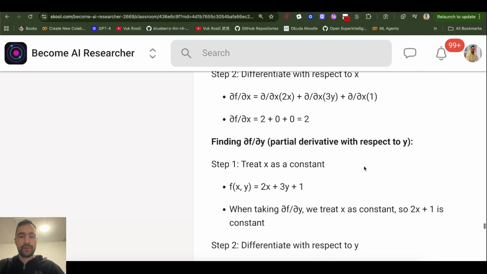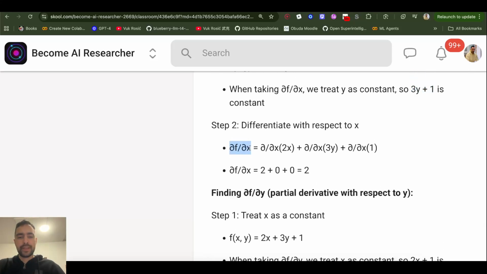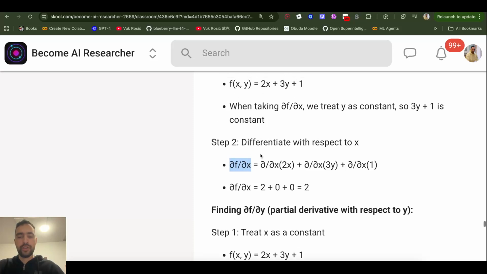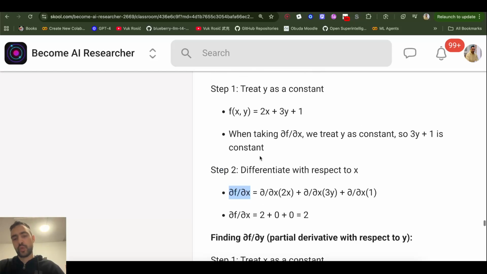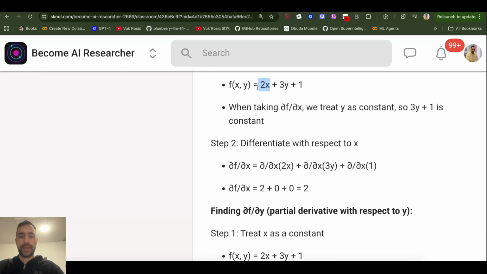Actually this is very well explained. This just means the partial derivative of this function with respect to x. That's what this notation means, even though it looks weird. It just means imagine y as a constant and find the derivative with respect to x.